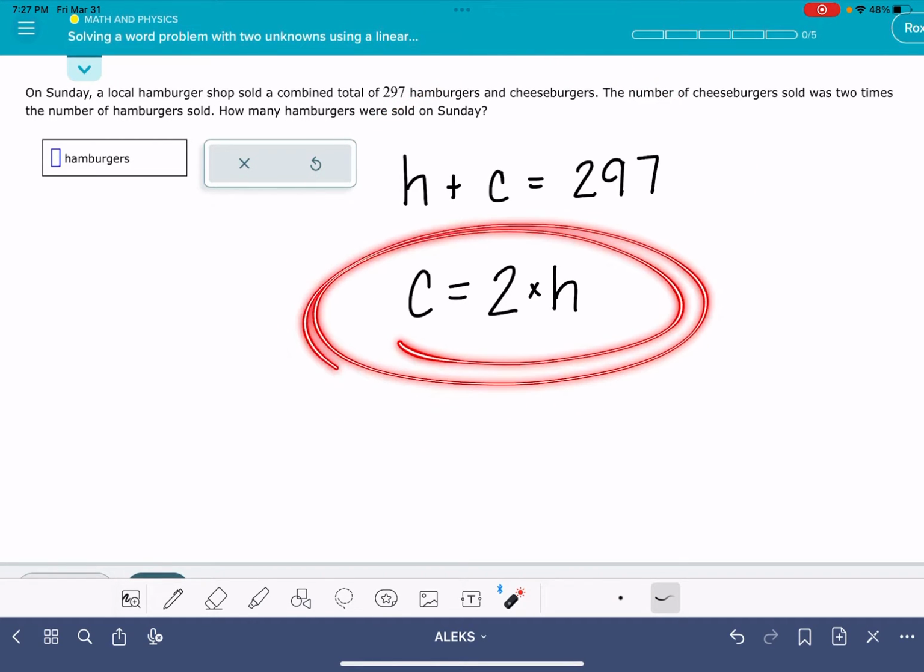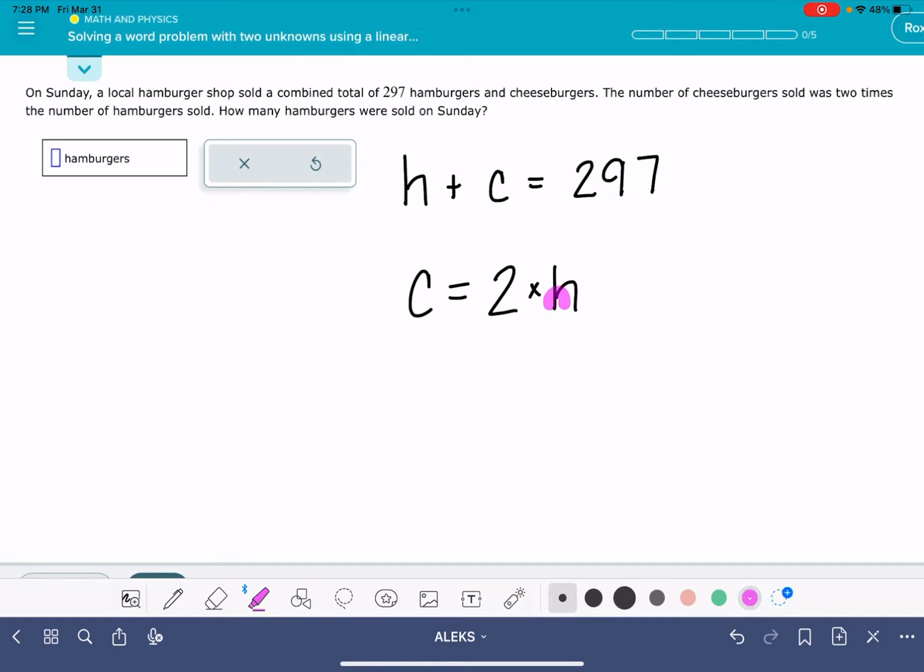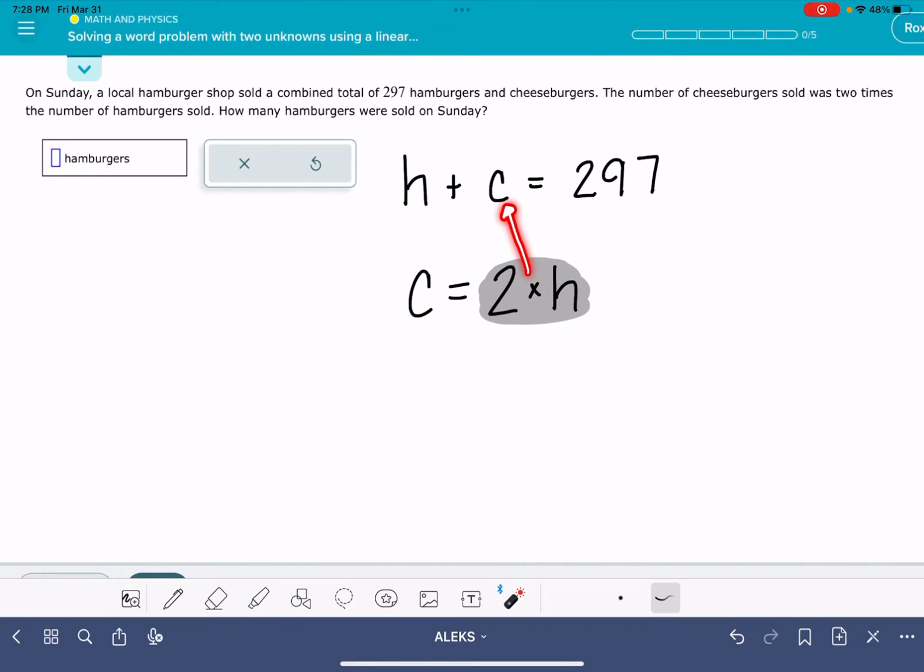Well, with this equation right here, cheeseburgers equals 2 hamburgers, I have come up with an expression for cheeseburgers that is defined in terms of hamburgers. And I can take this 2h term, 2 times h, and plug it into my original equation in place of c. This equation has allowed me to define c as being equal to 2h. So I can take 2h and plug it into this equation.